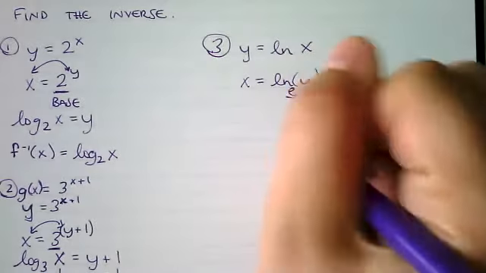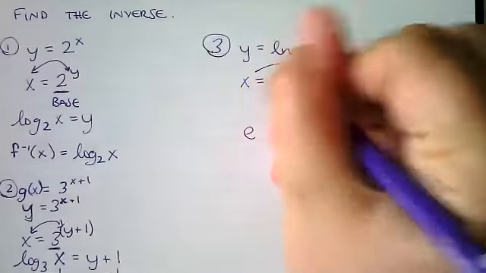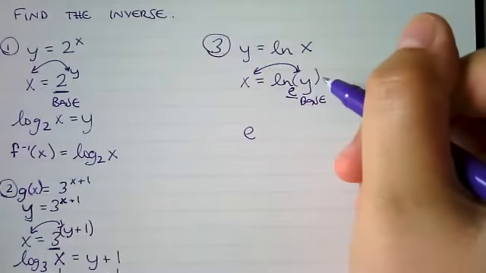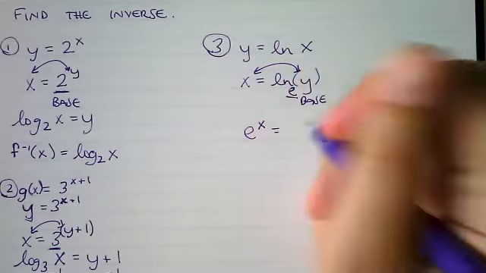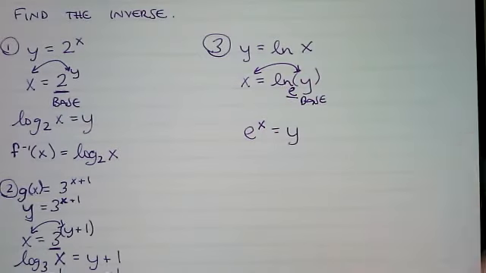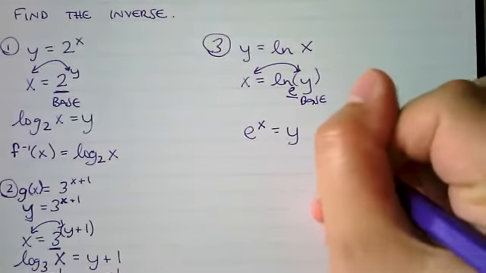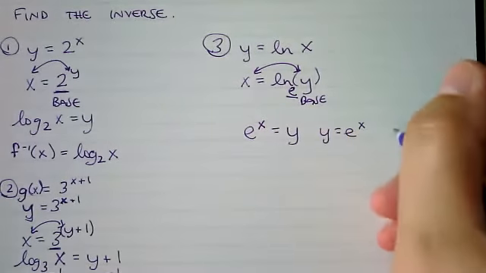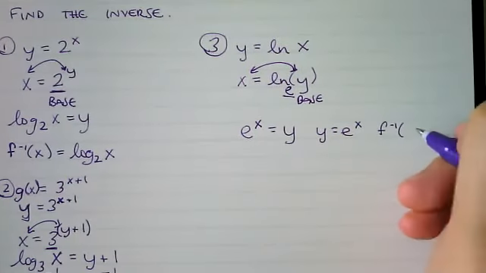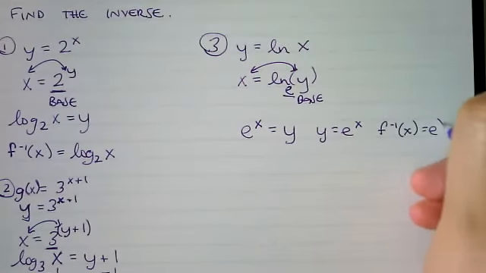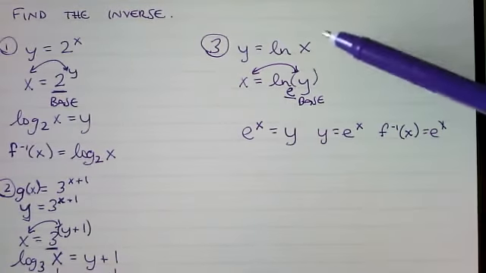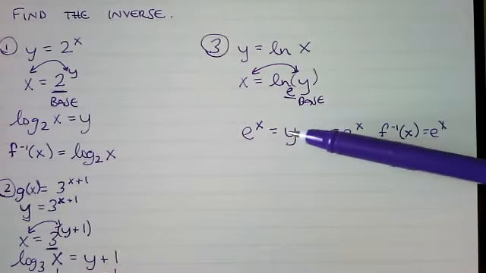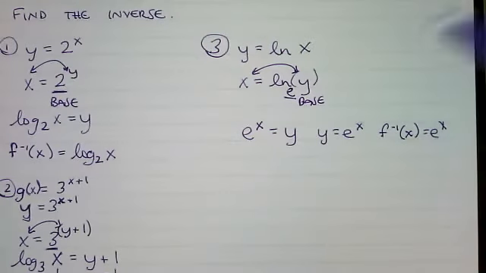So I take my base, which is e, I swap the x and the y. So the e was with the y. Now the e is going to have an exponent of x equals y. And you can rewrite it, and you can say y equals e to the x, or you can say the inverse of f of x equals e to the x. Okay, any one of those ways that you write it is totally fine. But remember, switch x and y, change it into the other form, and then solve it. For this one, it was already solved.